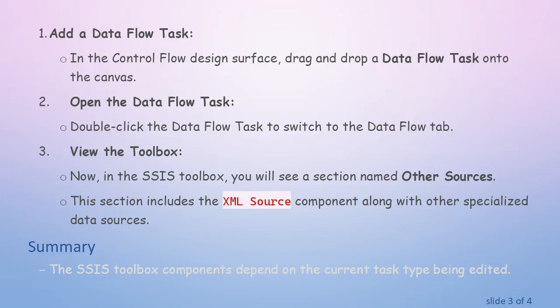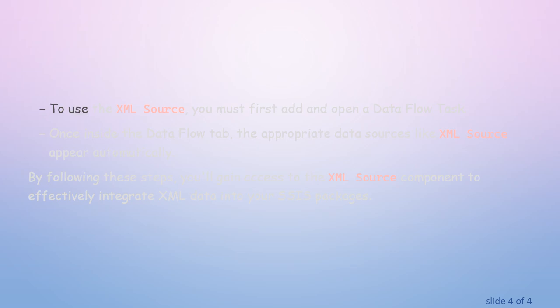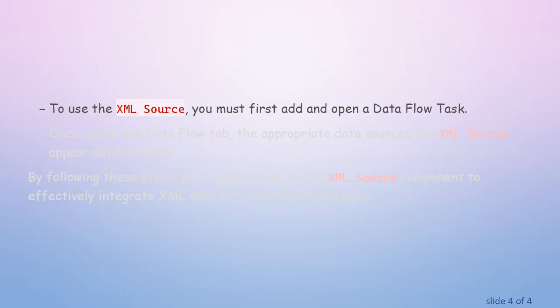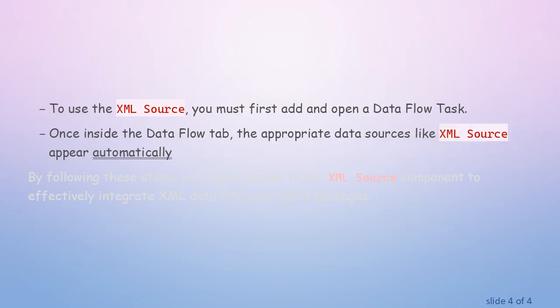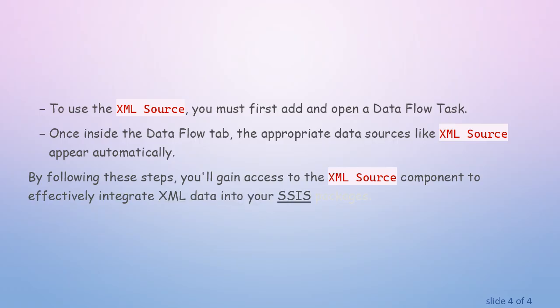Summary. The SSIS Toolbox components depend on the current task type being edited. To use the XML Source, you must first add and open a data flow task. Once inside the Data Flow tab, the appropriate data sources like XML Source appear automatically. By following these steps, you'll gain access to the XML Source component to effectively integrate XML data into your SSIS packages.